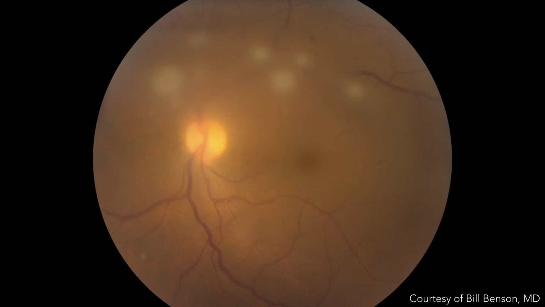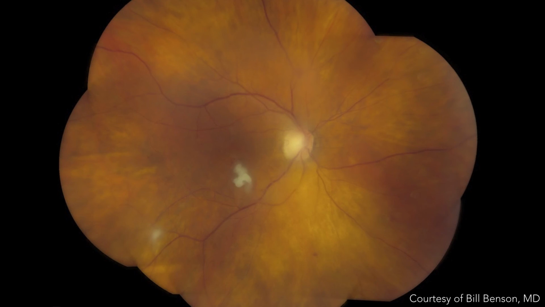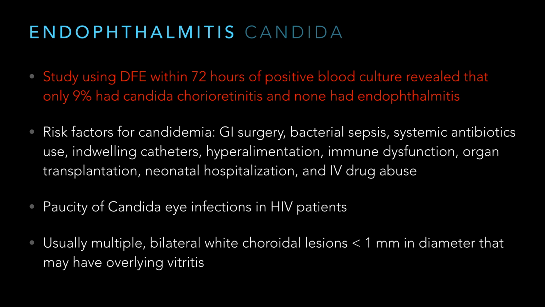This is from Bill Benson. This is that string of pearls, sort of. They're not really in a string, but this is the best picture I could find of it. Wish I'd taken more pictures when I did see a lot of it. This is a little bit more common picture that I've seen where you get this kind of subretinal thing that breaks into the vitreous space.